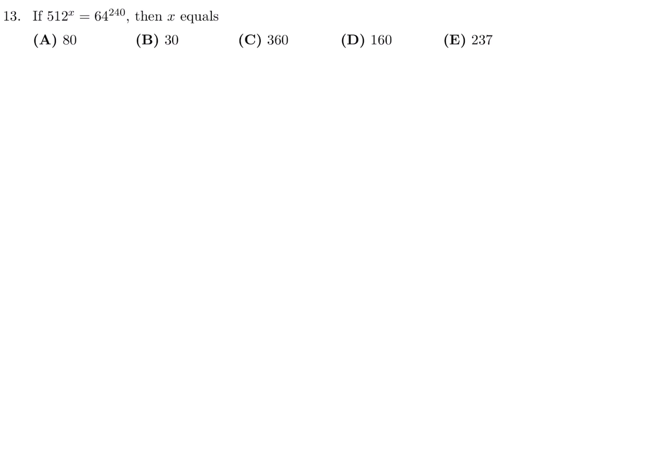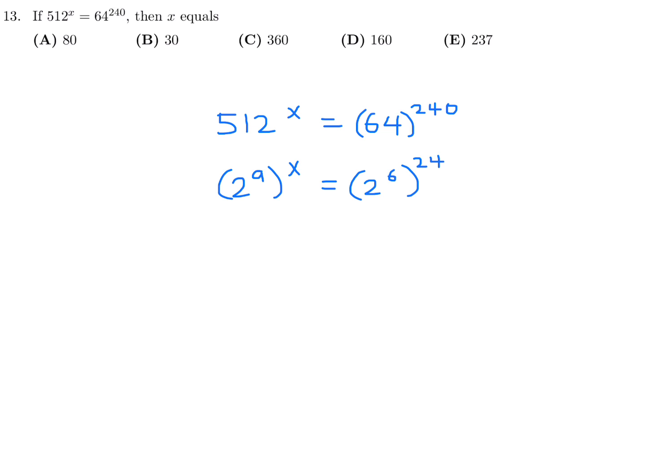512 to the power of x is 64 to the power of 240. What is x? Well, convert everything to powers of 2. So 512 is 2 to the power of 9, that is to the power of x. 64 is 2 to the power of 6, that is to the power of 240. This becomes 2 to the power of 9x. This becomes 2 to the power of 6 times 240, which is 1440.